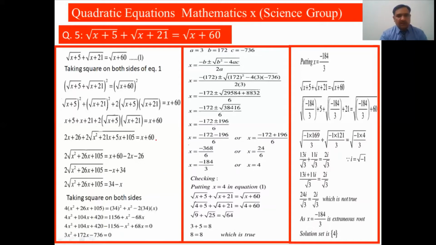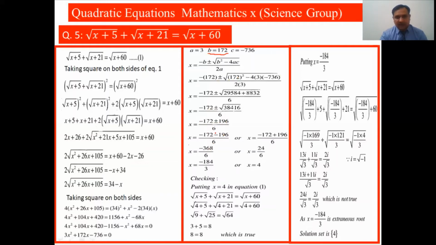So here the value of a is 3, and b is 172, and the value of c is minus 736. So we know that the quadratic formula is x is equal to minus b plus minus square root of b square minus 4ac over 2a. So we just have to replace the values of a, b, and c. After replacing and after simplification, we have x is equal to minus 172 plus minus 196 divided by 6.